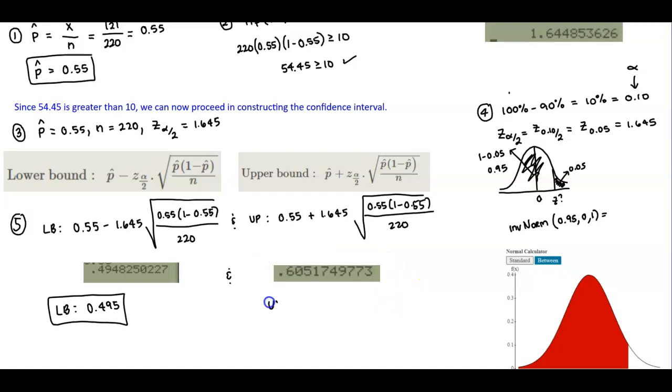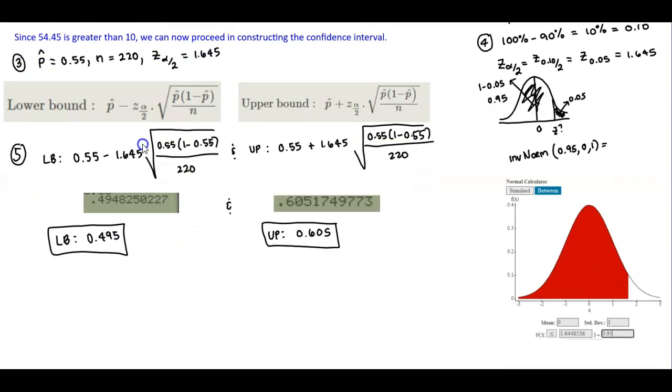So the upper bound is going to be 0.605. And so if we write this in interval notation, we have parentheses, the lower bound is 0.495, and then the upper bound is 0.605.